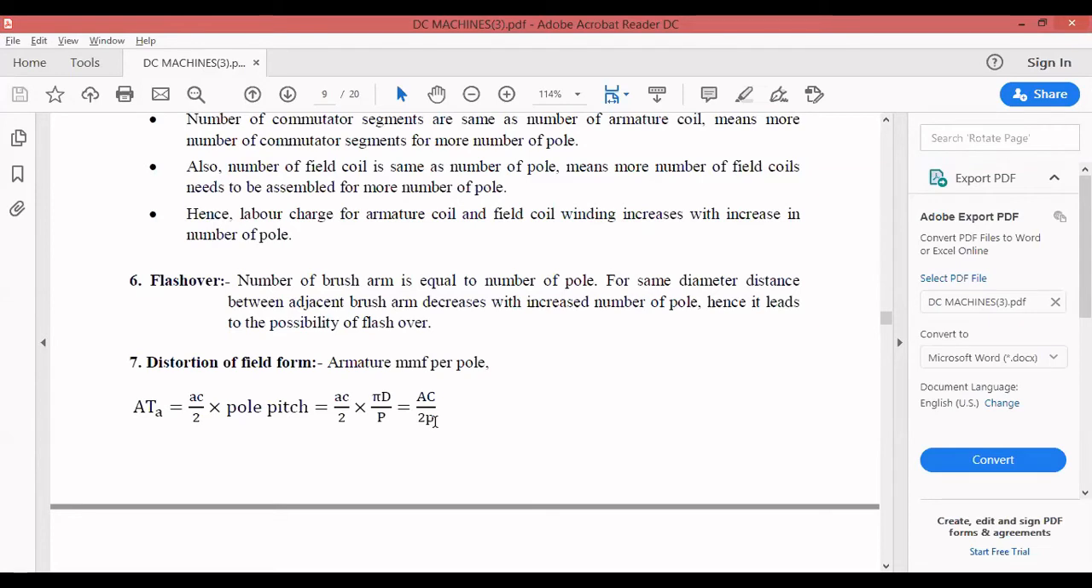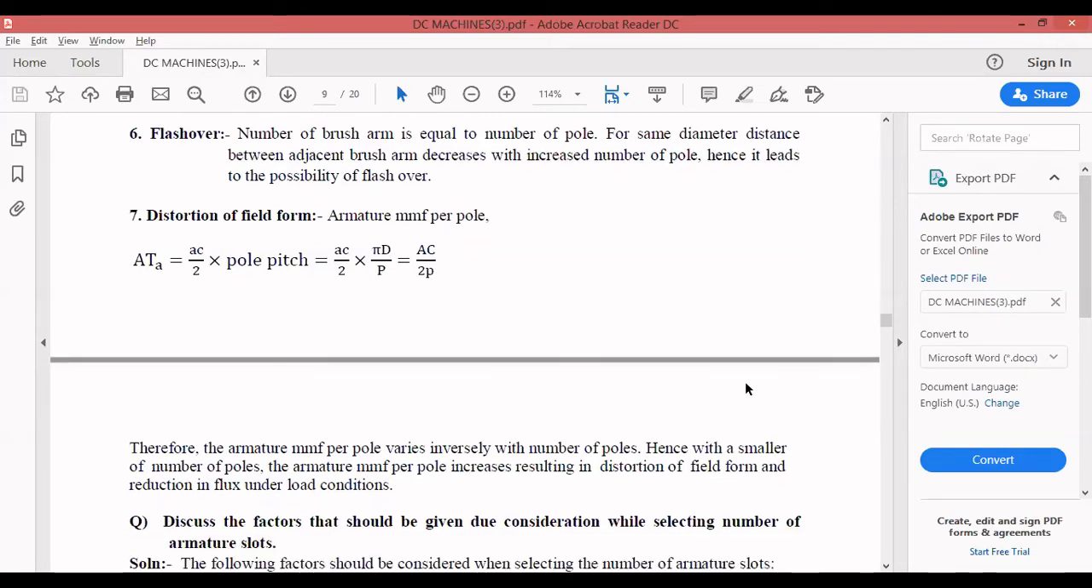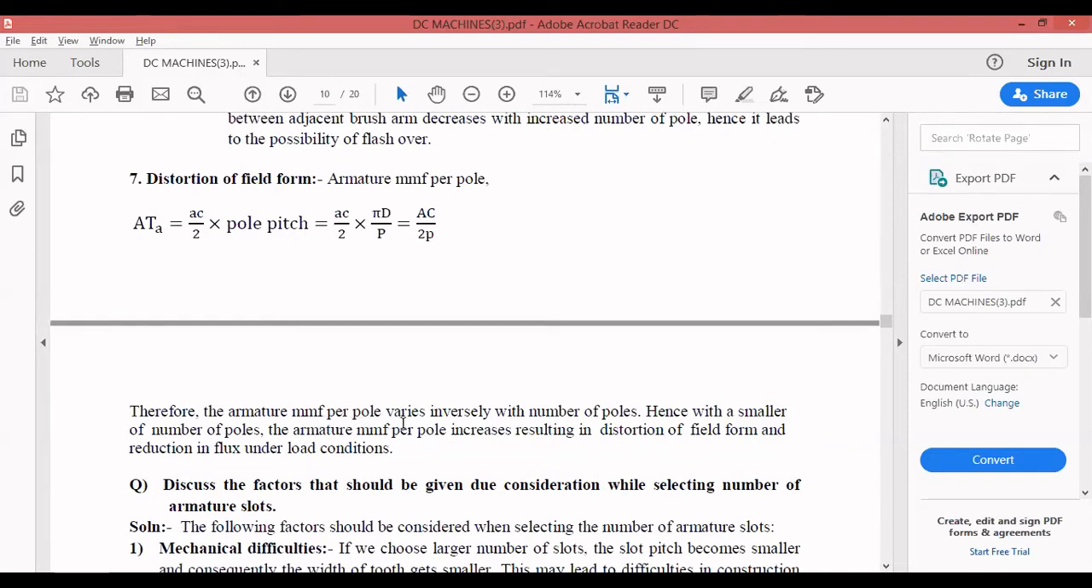So the MMF of your armature is inversely proportional to the number of poles. If there are more poles, the MMF of your armature will become less. If you have fewer poles, the MMF of the armature will become more. If the MMF of the armature is more, there will be more armature reaction, and definitely more frequency of flux reversal. This armature reaction distorts the main flux, which is nothing but distortion of field form.